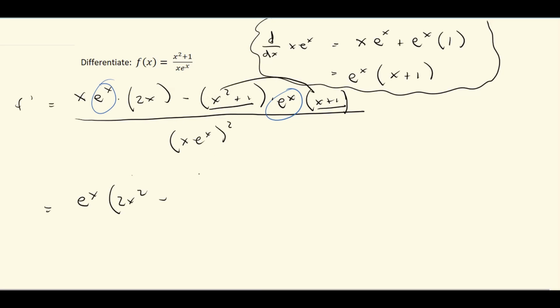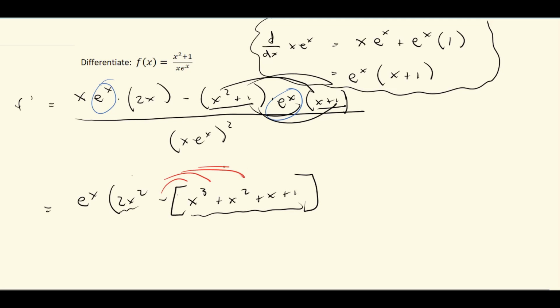So we get x squared times x is x cubed, x squared times 1 is x squared, plus x plus 1. After we FOIL that, we have to be careful here. We have to make sure that we keep these separate, because this is a separate term here than this one. So later, we're going to be distributing this negative sign. But first, we have all this over, let's see, x times e to the x squared.